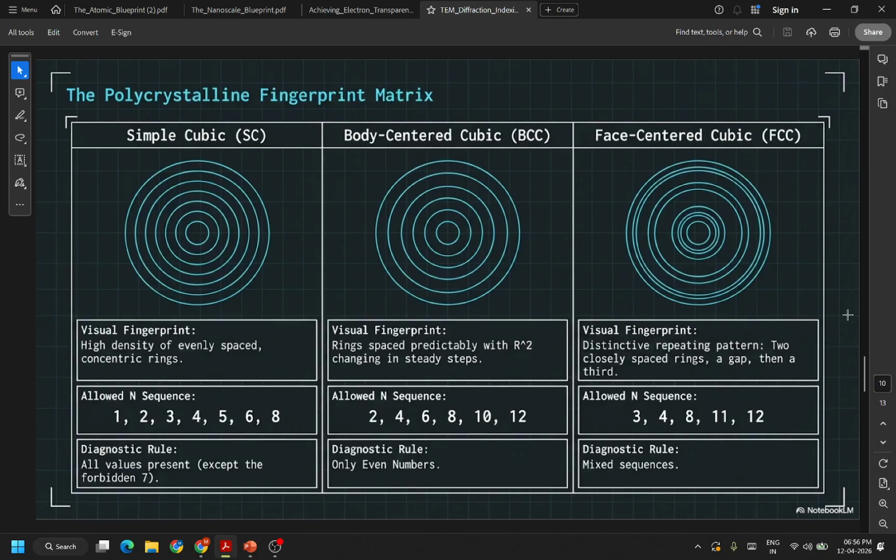Then for FCC, we'll have distinctively repeating patterns. There will be two closely spaced rings, then there will be a gap, then again there will be a ring because the allowed n sequences are 3, 4, 8, 11, 12. So it will have mixed sequences.